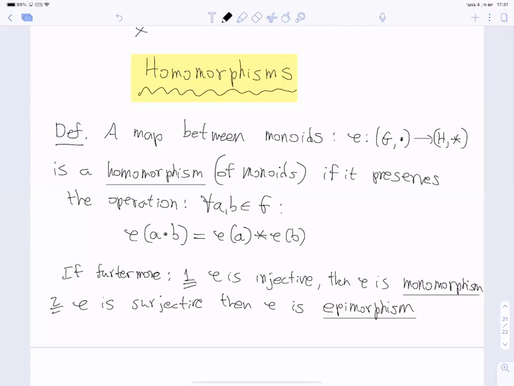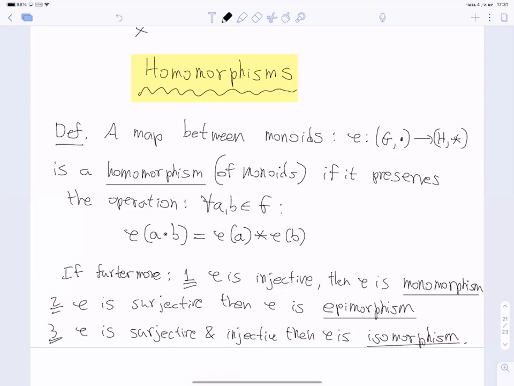And if it is both injective and surjective, then phi is an isomorphism. Okay, so let us see examples.